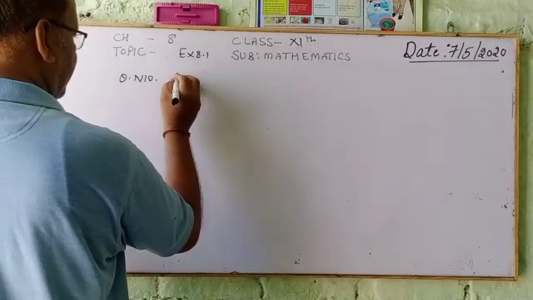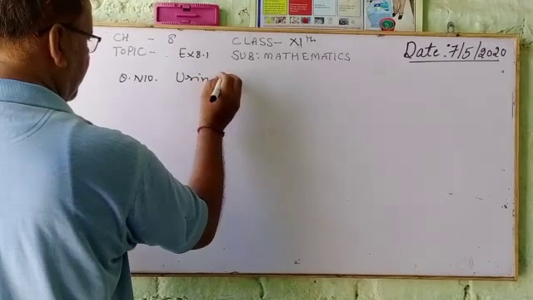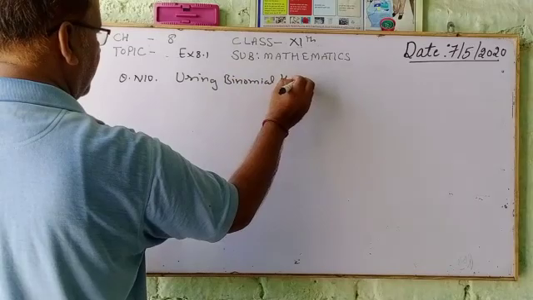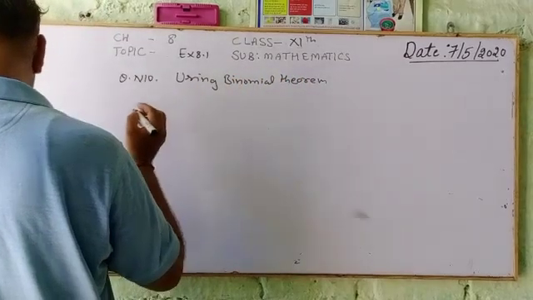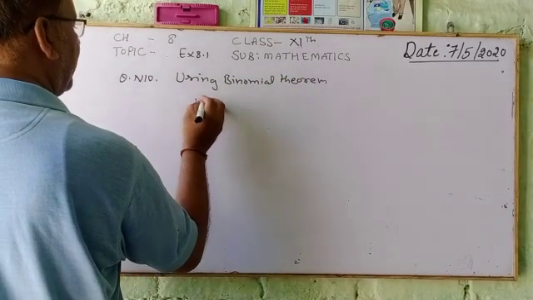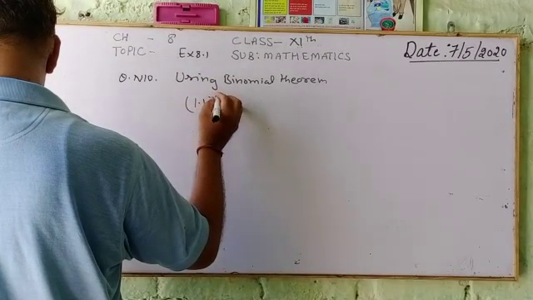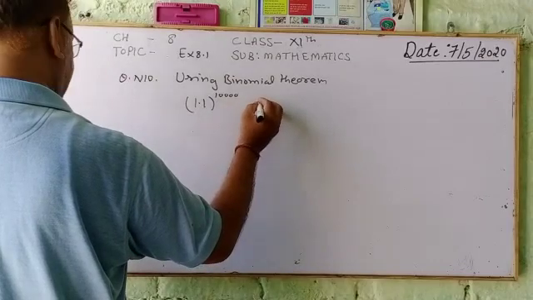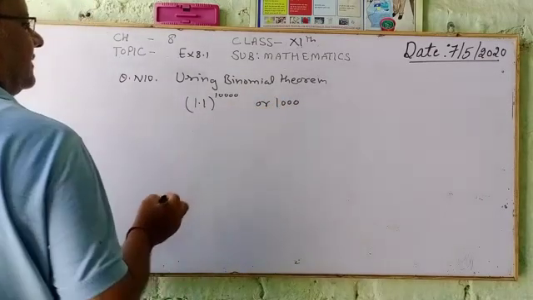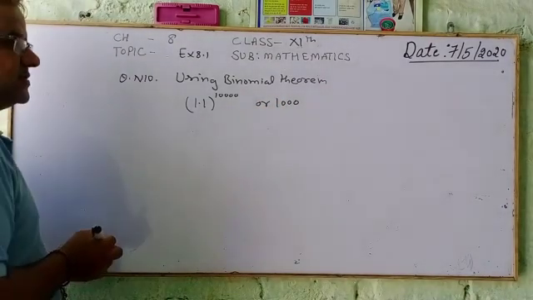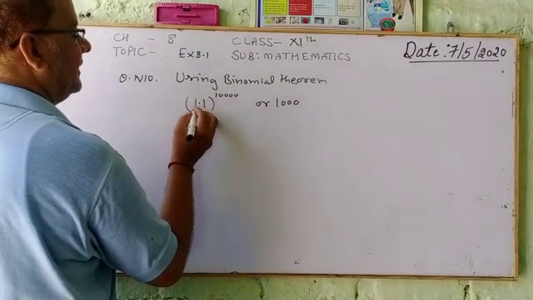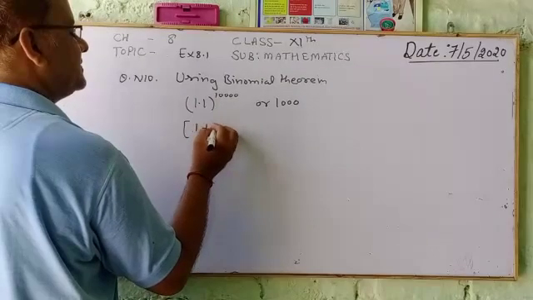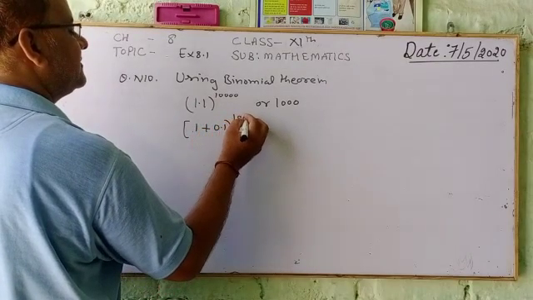Using the binomial theorem, tell me which is the larger number, 1.1 raised to power 10,000 or 1000. Tell me which is the greater number. So students, look here. 1.1 can be written as (1 plus 0.1) raised to power 10,000.